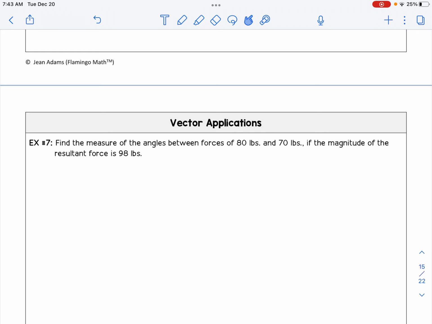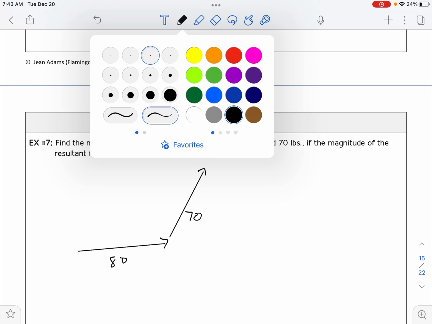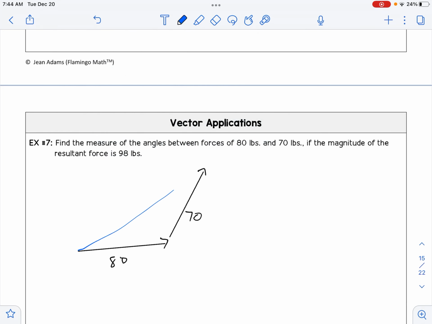Okay, so find the measure of the angle between forces of 80 pounds and 70 pounds if the magnitude of the resultant force is 98 pounds. So what we're looking for here is the angle between them. In other words, we have one force of 80. It doesn't really matter what direction that goes in. Then we have another force of 70. So that's 80, and that's 70. It tells us the resultant force between those two is 98.